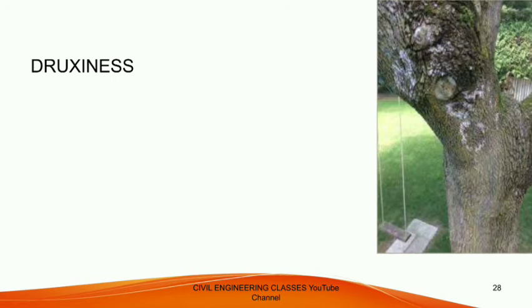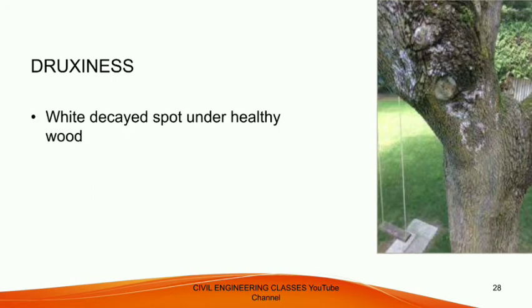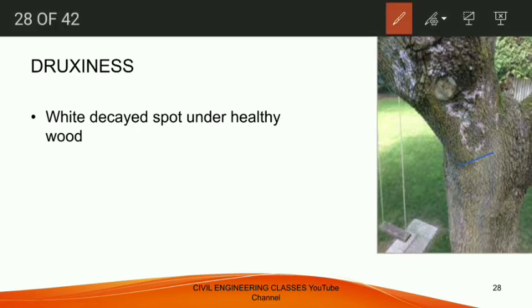Next is dote, or duxiness. Duxiness means white decayed spots under healthy wood. Even though the wood seems to be healthy, there will be some white patches found in the wood. You can see it in this figure.